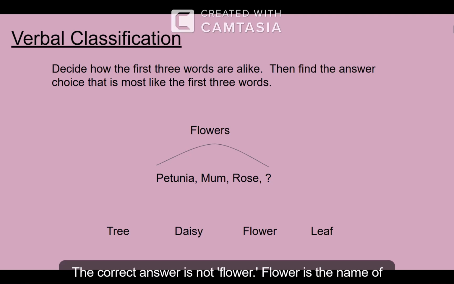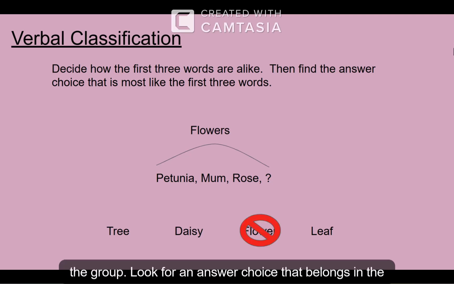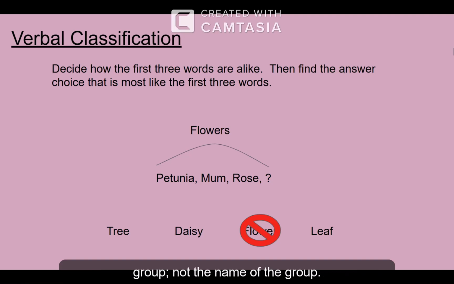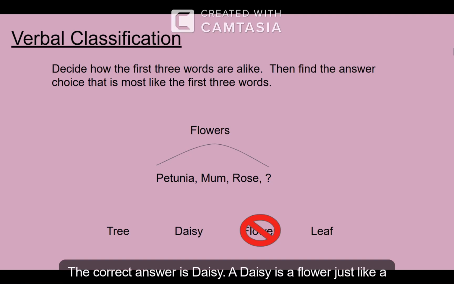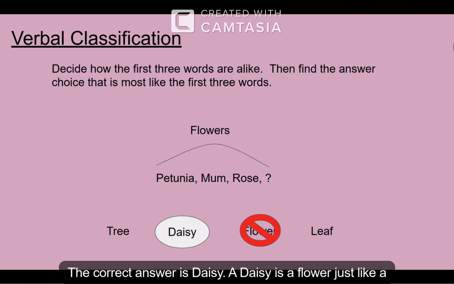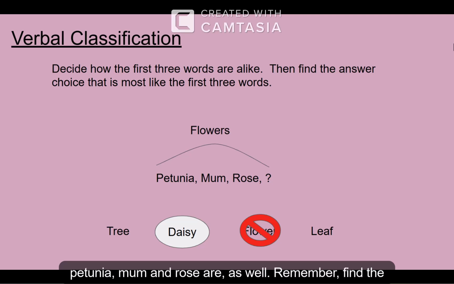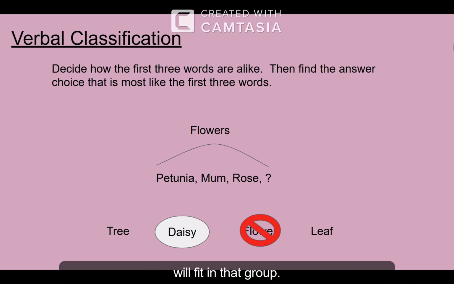The correct answer is not flower. Flower is the name of the group. Look for an answer choice that belongs in the group, not the name of the group. The correct answer is daisy. A daisy is a flower, just like a petunia, mum, and rose are as well. Remember, find the name of the group and then choose the best answer that will fit in that group.